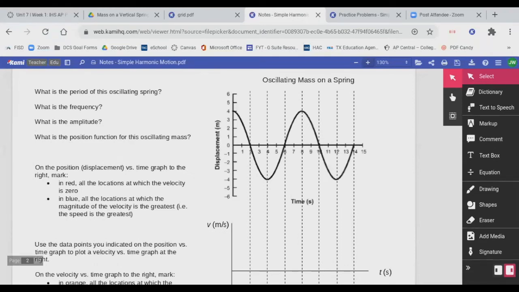Okay, so what do they give us? They give us a displacement graph for an oscillating mass on a spring, which is perfect because we've already seen a graph just like this, right? You've got it in your notes. We've got something we can refer back to. So the first question says, what is the period of this oscillating spring? Someone take a look at the graph and yell out or put in the chat, either way, what is the period for this spring? No formula required. How long does it take to get through one cycle?